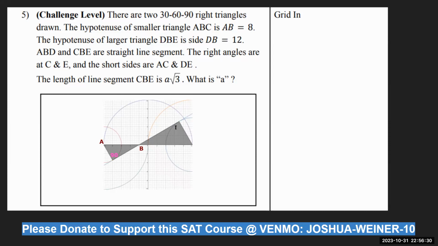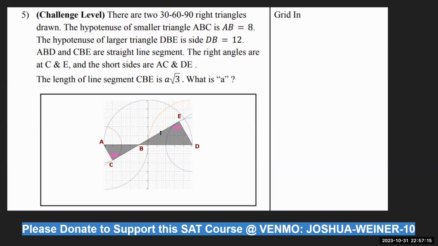Then it says the hypotenuse of the larger triangle DBE is 12. You can see the long side. This must be the right angle. It says DB, so D must be this corner here because B is in the center. So this is D. A to B to D and C to B to E are straight line segments. D, A, B, C is a triangle, so this must be corner C. That's the third corner. D to B to E, so this must be vertex E.